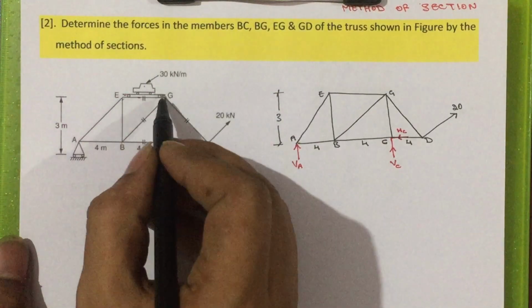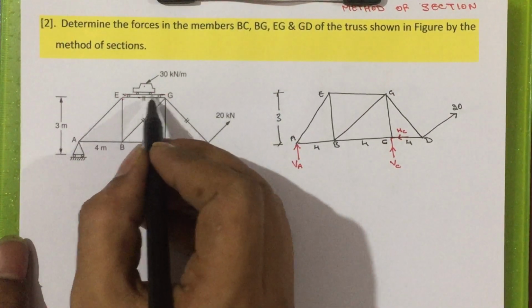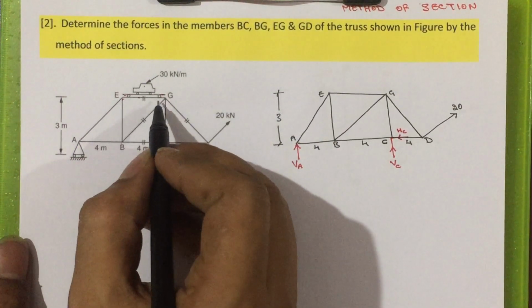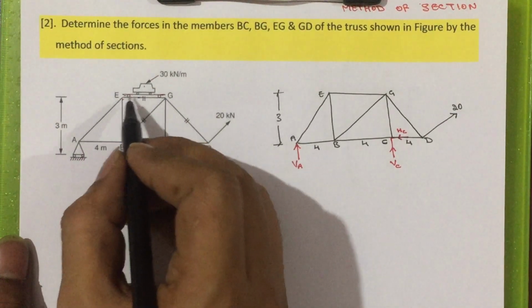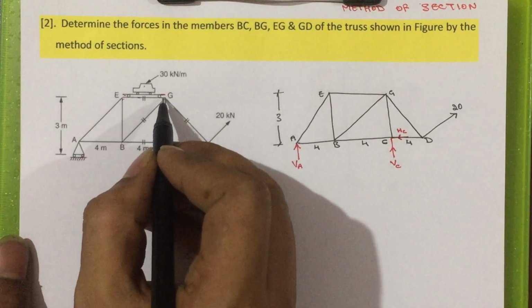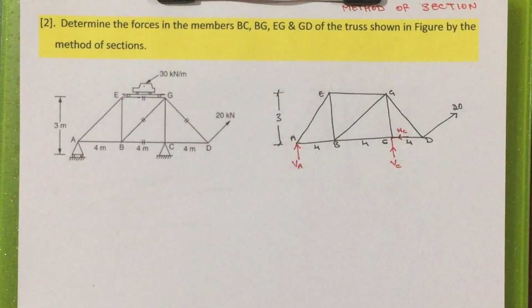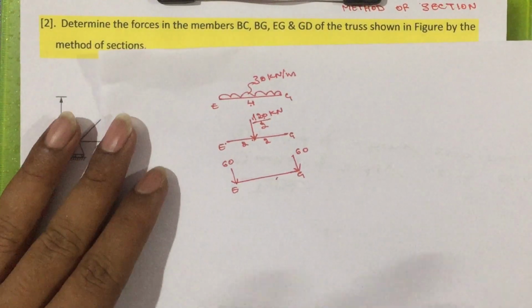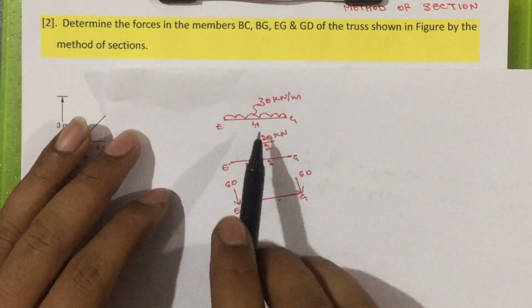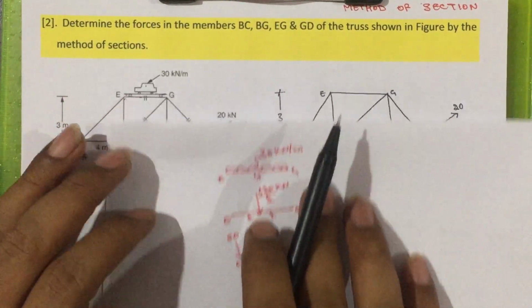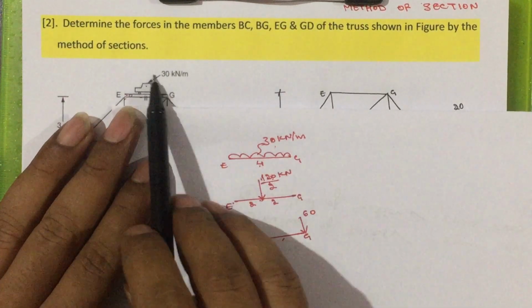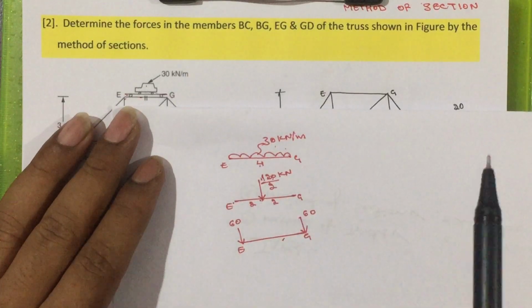Then which type of load is it? A car acting on a slab or a deck which is placed on the EG member. So, this car load is distributed equally on the EG member, so we take that one as a distributed load. On the EG member, UDL is acting. The intensity is given as 30 kilonewton per meter.